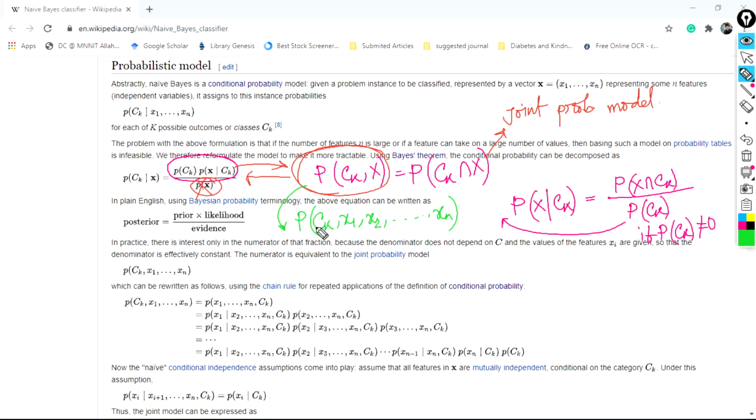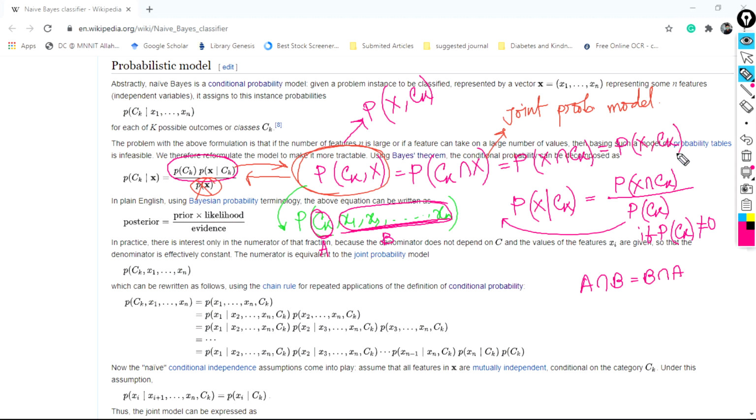It is simple. Let's use another color. This is our event A and this total thing is event B. Don't forget about this one, and we can easily write this thing x comma ck, because we have seen in theory that A intersection B is equal to B intersection A. So easily we can write x intersection ck, and this one simply x. Both are the same thing.